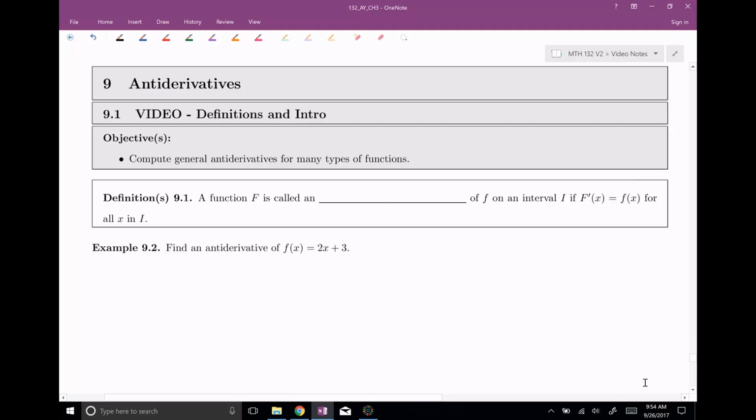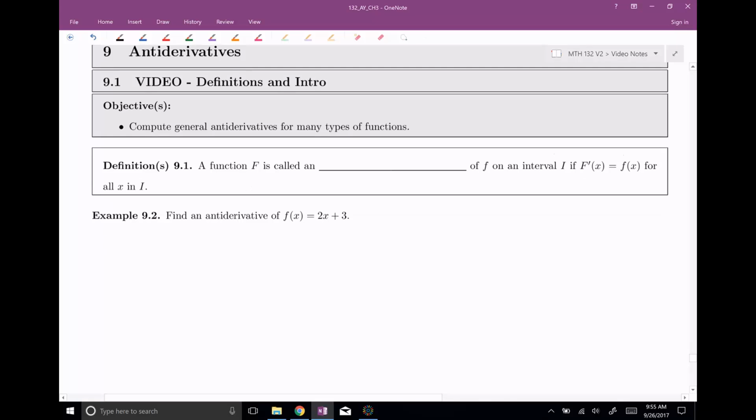Welcome everyone to the final section in chapter number 3. This is section number 9, Antiderivatives. So we've been taking a lot of derivatives. What is an antiderivative? Well, in this video we're going to do the definition and intro. We're going to get a little experience computing these general antiderivatives. So let's get to it.